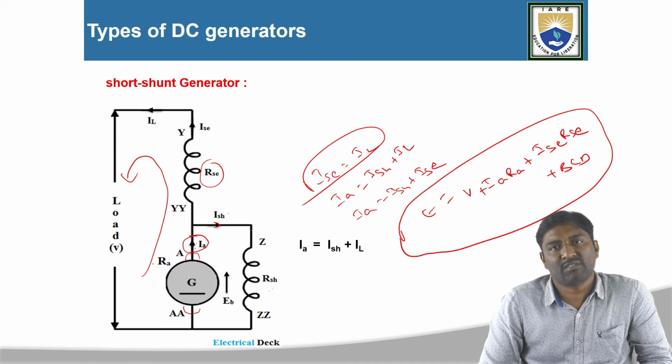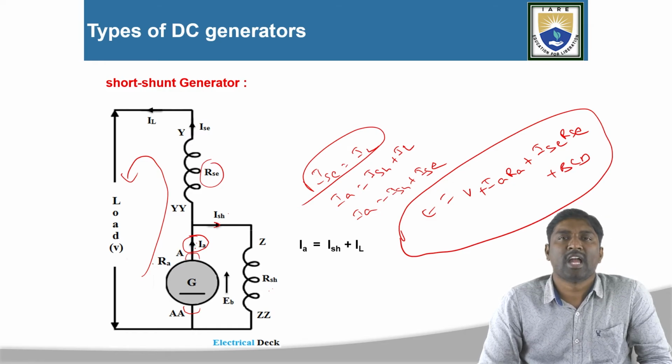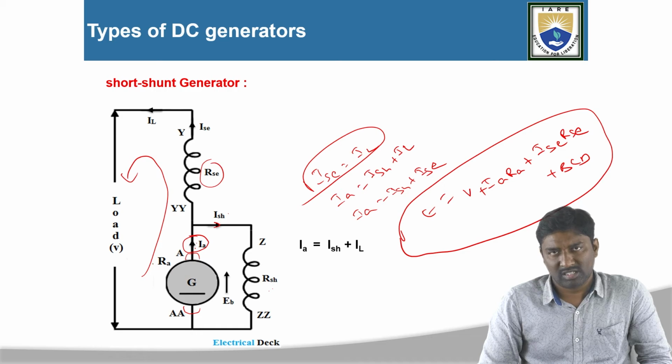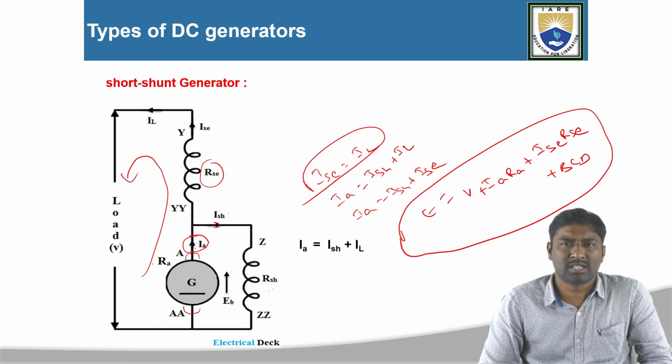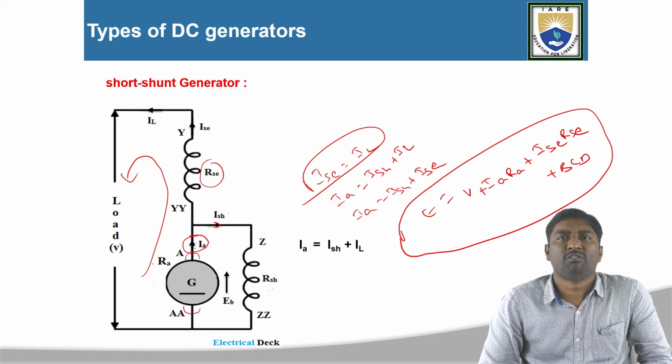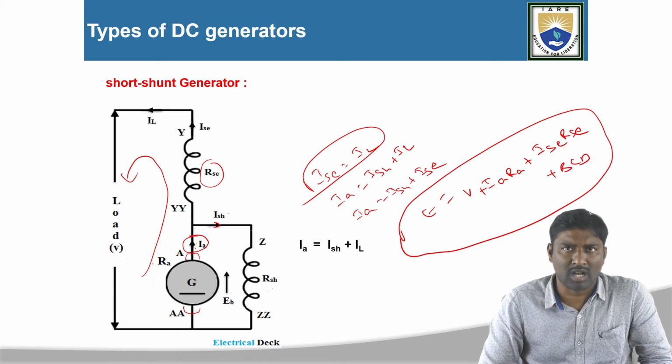So this is the classification of DC generators. According to the classification, the first ones are the separately excited DC generator and the self-excited DC generator. Again, self-excited DC generators are classified into three types: the shunt generator, the series generator and the compound generator. Again, the compound generator is classified into two types: the long shunt compound generator and the short shunt compound generator. For each type of generator, we wrote the current equations as well as the voltage equations. Now we will discuss one problem on this topic.